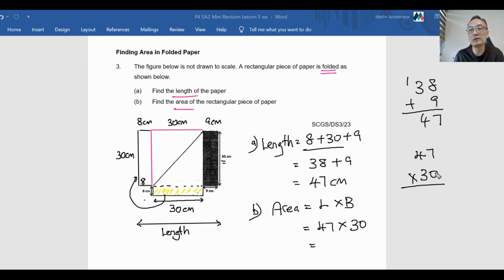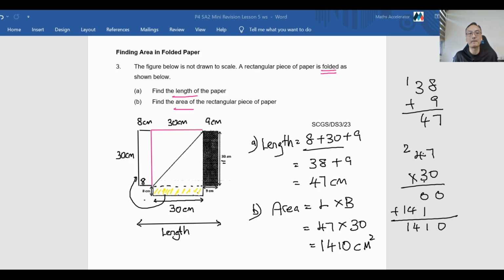Right, 7 times 0 is 0, 4 times 0 is 0. The next one we multiply by 3. 7 times 3 is 21. 21 carry 2. 4 times 3 is 12. 12 plus 2 is 14. We'll get 1,410. So here the area of this rectangular piece of paper is 1,410 cm square. Right, so this is folded paper.